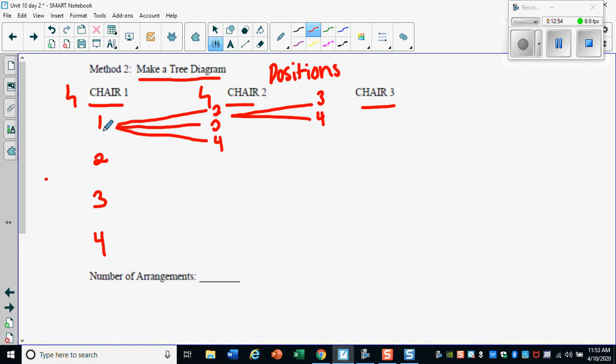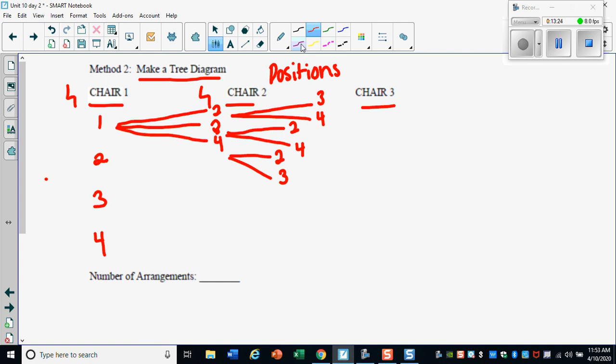Now if I've used 1 and 3, then in chair 3 my only possibilities are person 2 and person 4. And if I've used person 1 and person 4, then for chair 3 my only possibilities are 2 and 3, and this could keep going.